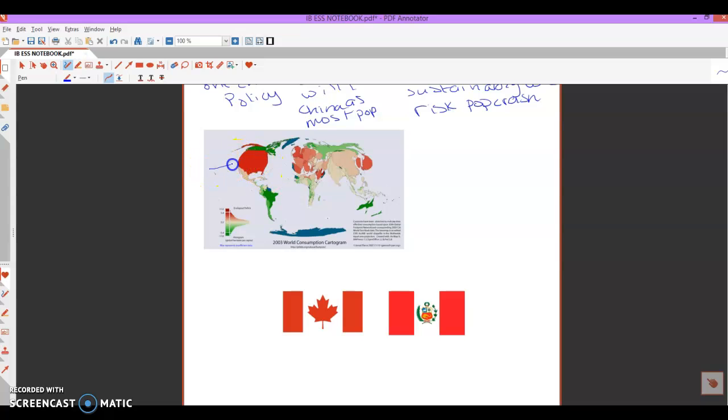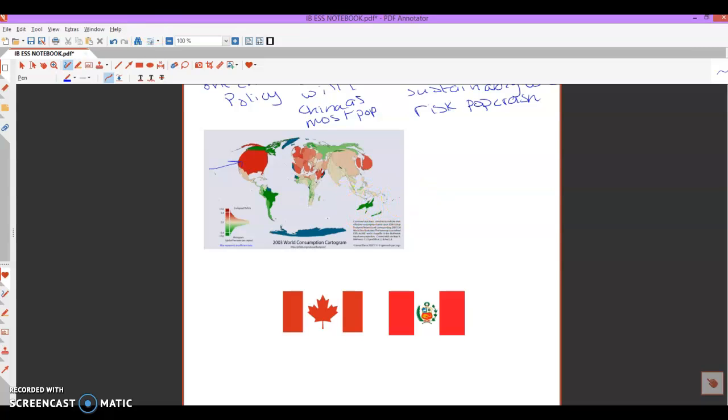Here's the United States. So basically in the entire United States we use more resources than all of South America, all or most of Africa. There's Australia. It's just kind of crazy.